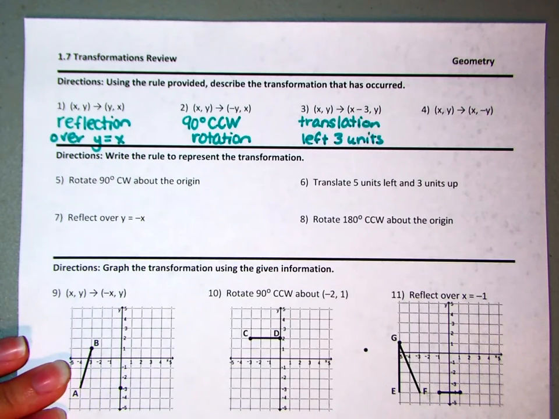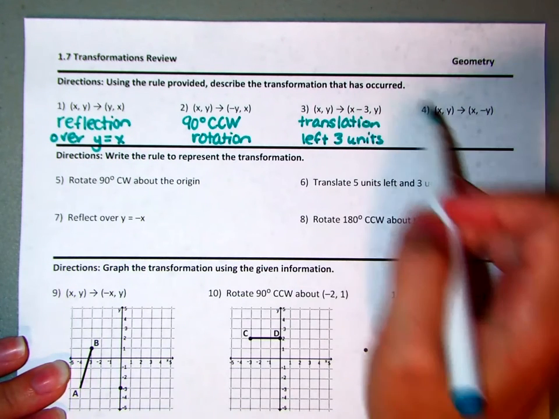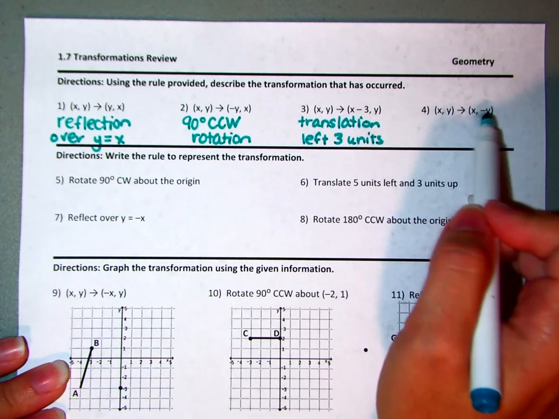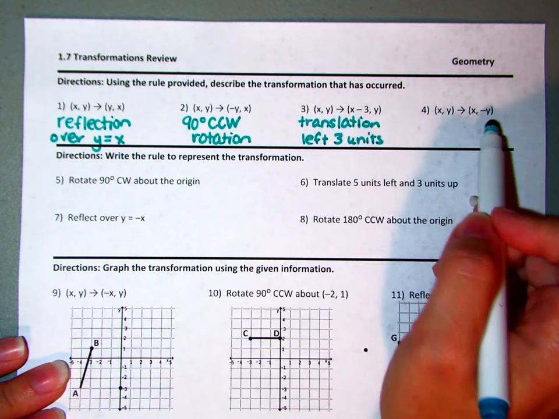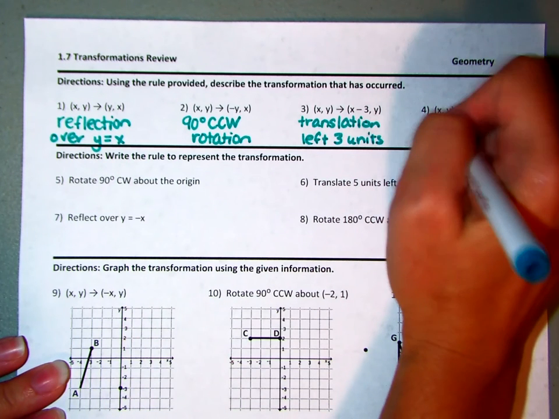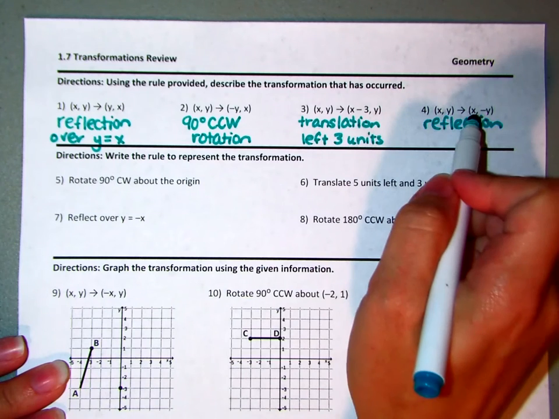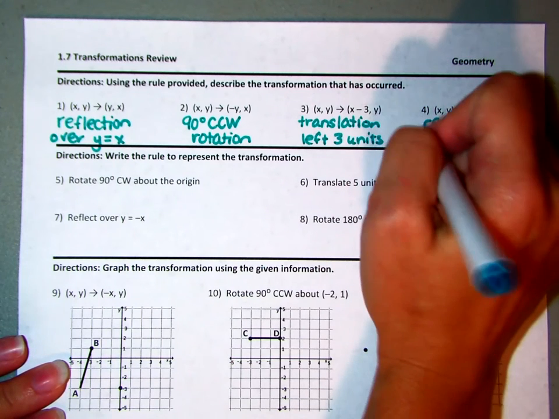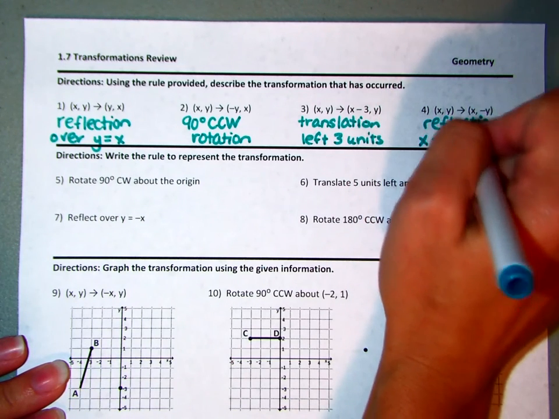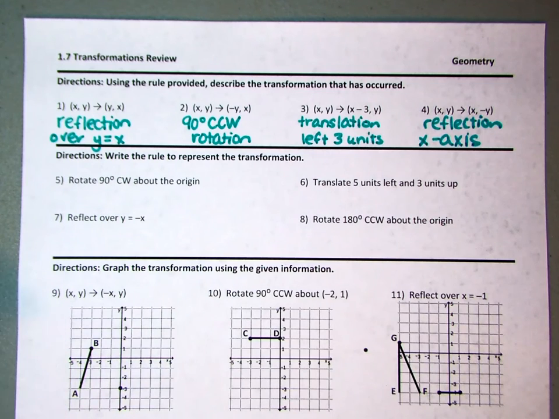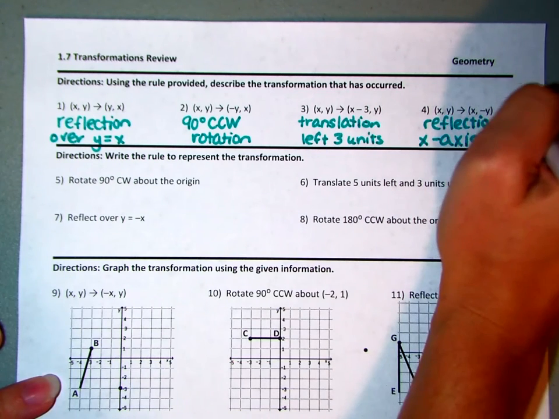Then in number 4, what we see here is that we start with our x and y. They stay in the same position, but one of them goes opposite. That is going to be a reflection. Now we just have to figure out what reflection that's over. The x stayed the same, so this would be a reflection over the x-axis, because x-axis, x stays the same. So reflection over the x-axis.